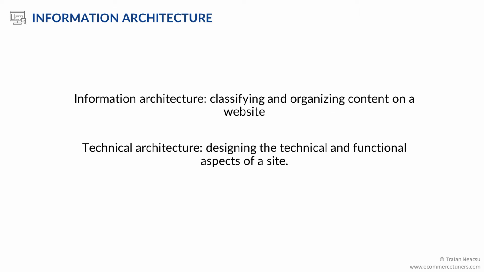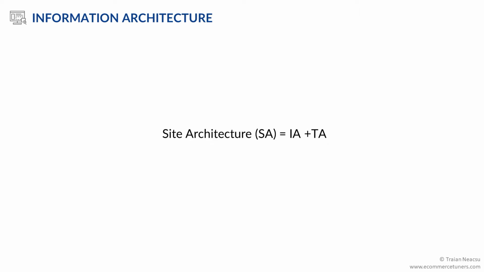To avoid confusion, it's important to differentiate between information and technical architecture. Information architecture is the process of classifying and organizing content on a website while providing user-friendly access to that content via navigation. This is done by information architects. Technical architecture is the process of designing the technical and functional aspects of a website. This is mostly done by web developers. Together, information and technical architecture form the site architecture. Keep in mind that SEO involves both information and technical architecture knowledge.